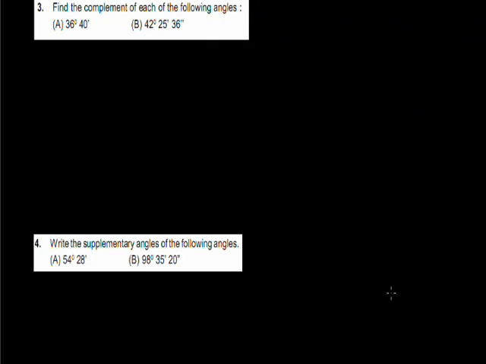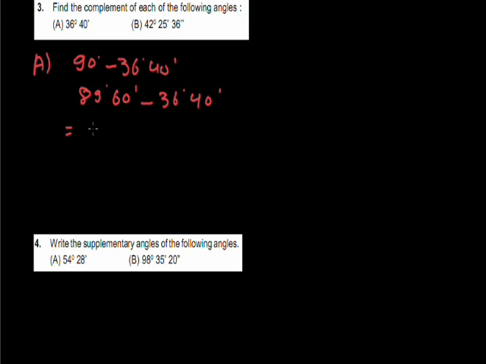Find the complement of each of the following angles. We have to find out the complement angle. We know that two angles are complementary if their sum is 90 degree. So for part A, we have 90 degree minus 36 degree 40 minute. But it is in minutes and degrees, so we have to convert: 90 degree can be written as 89 degree 60 minute, and 36 degree 40 minute. By subtracting this, we get 53 degree 20 minute, which is our answer.